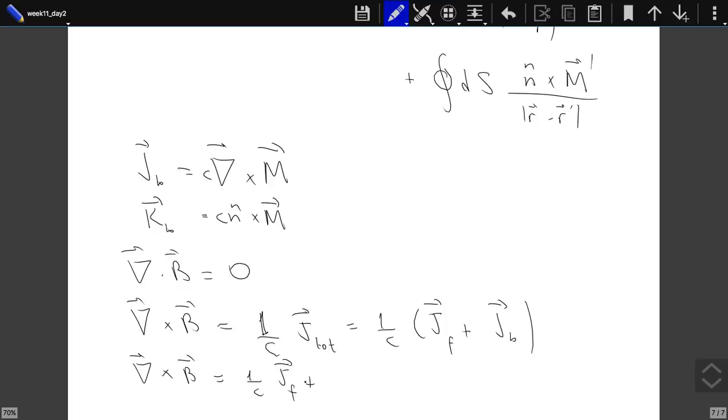plus curl of M. Well, there are many 4 pi's that I forgot. I think here there is a 4 pi. This 4 pi over c. So these should be c over 4 pi, c over 4 pi.